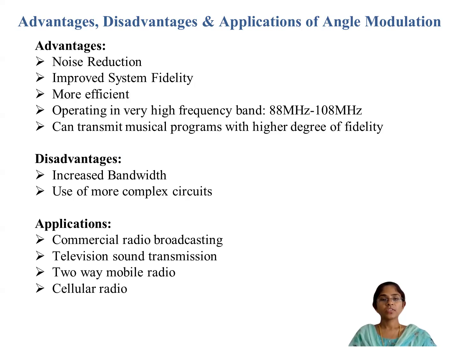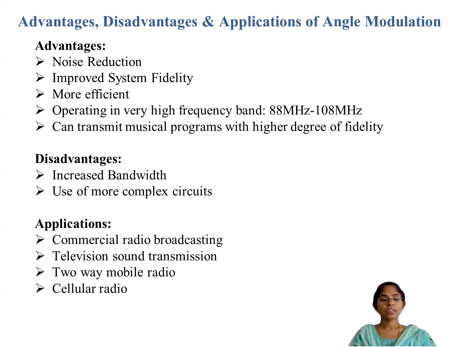One more advantage is that we can reduce the power transmitted by the carrier, and we can even make it zero for different values of beta. We can make J naught of beta equal to 0 for different values of beta. That means the carrier power is 0, so the entire power will be allocated for transmitting the sidebands.